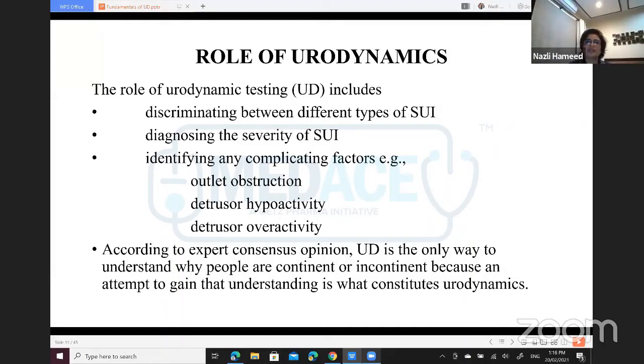And according to the expert consensus opinion, urodynamics is the only way to understand why people are continent or incontinent, and that helps us gain an understanding of what exactly is going on with them.